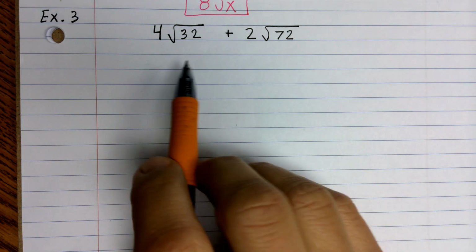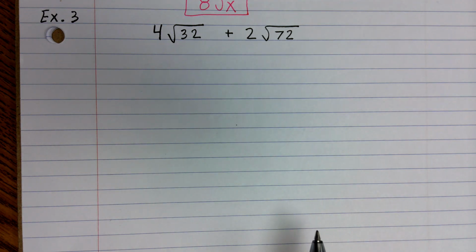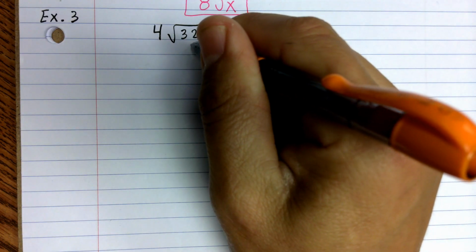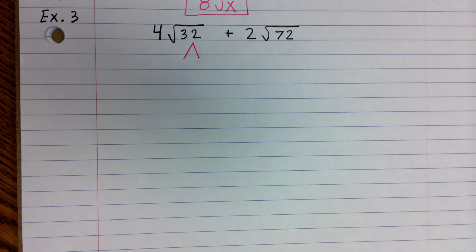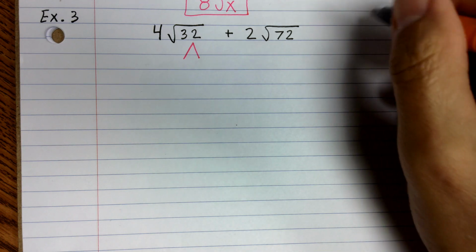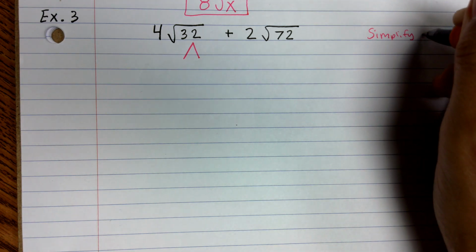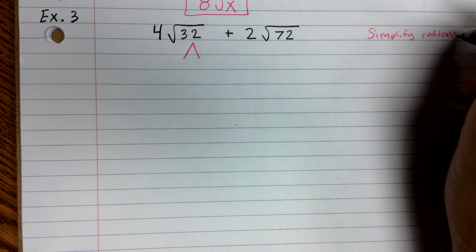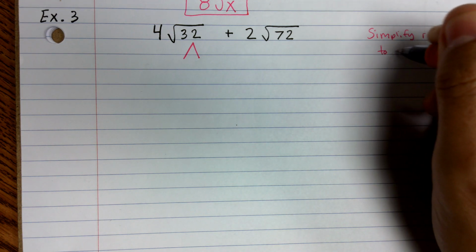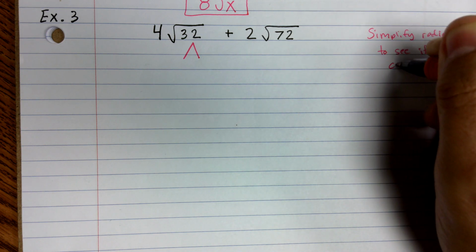So what I'm going to do is simplify these so that we can get the same root. Let's start with the first one. I'm just going to put a number tree here, and what I like to do is use my prime numbers to factorize them. So we're going to simplify these radicals, in other words. So I'm going to put: simplify radicals to see if you can add them.